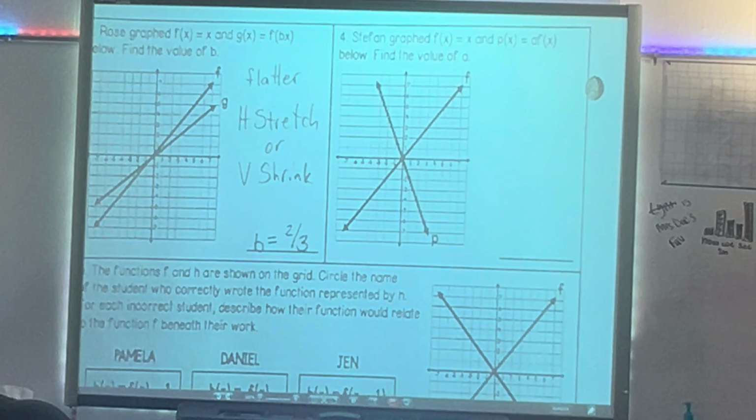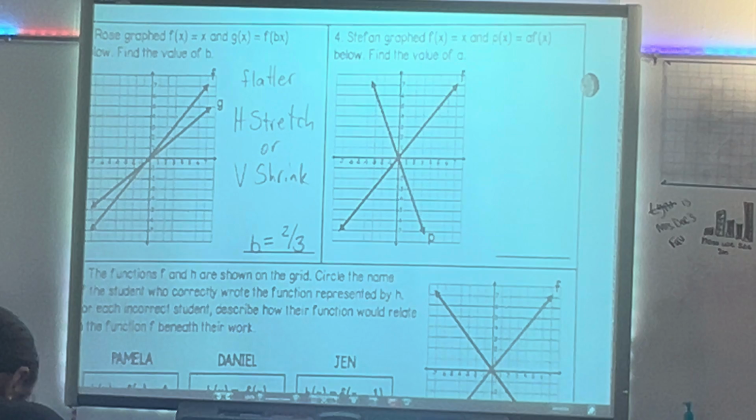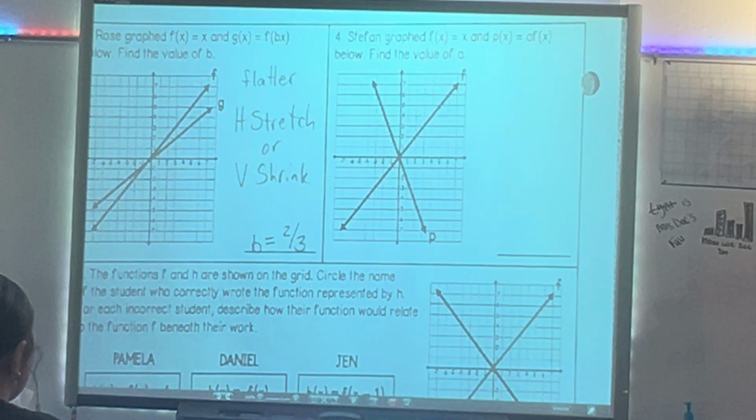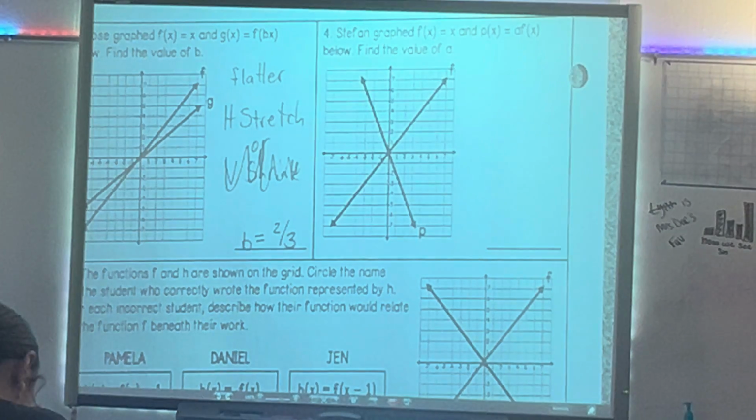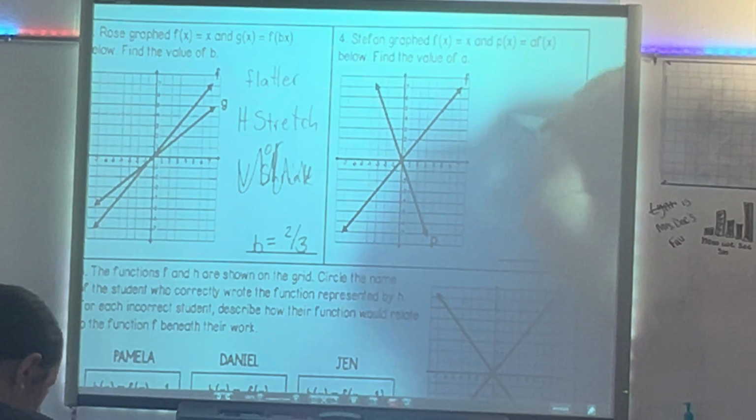Okay, alright, so let's see, Stefan graphed f of x equals x and p of x equals a times f of x. So they did tell us, oh, you know what, this one can't be both because they told us it was b on the inside. Sorry, totally my fault there. So it was h only, not b. Sorry about that. Alright, a f of x below. So it's on the outside, which means it has to be what? Vertical.